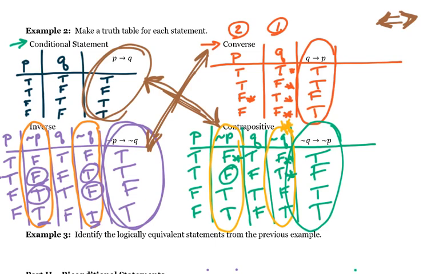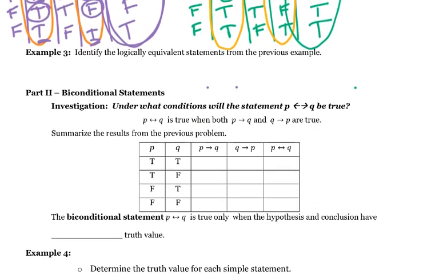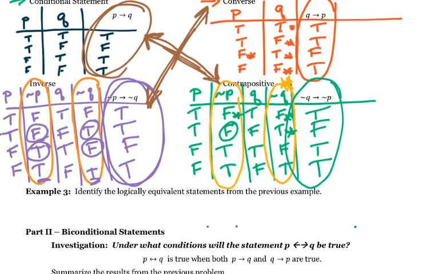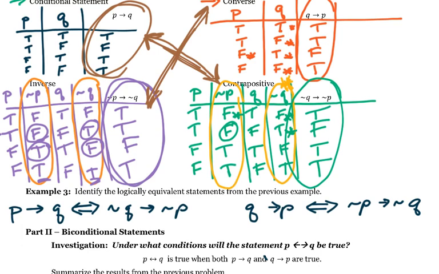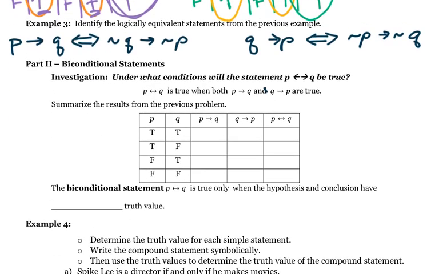Okay, so conditional statements are equivalent to their contrapositive. The inverse of a conditional statement is equivalent to the conditional's converse. And then we have that just written out. That if P, then Q is equivalent to not Q, then not P. And we have the converse is equivalent to the inverse. If Q, then P is equivalent to if not P, then not Q.